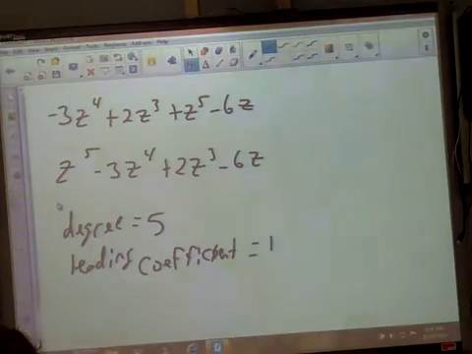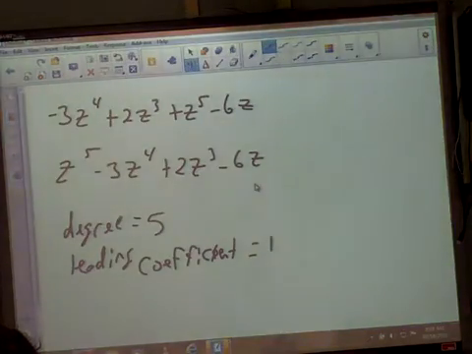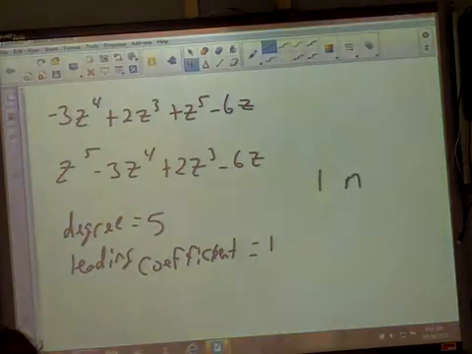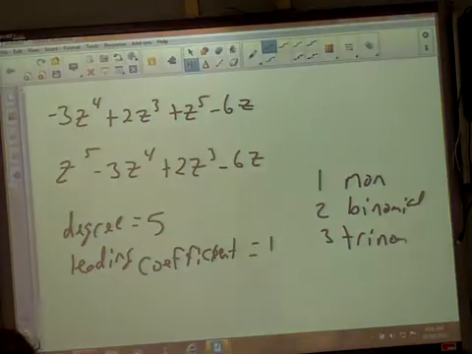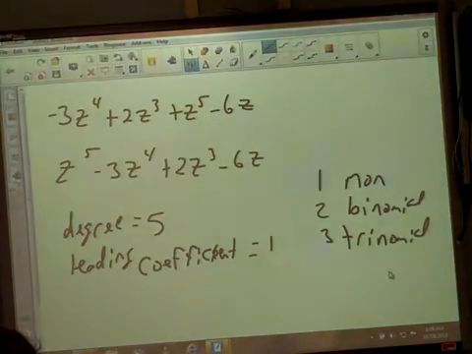Now some polynomials have special names. This one has 1, 2, 3, 4 terms, so it doesn't have a fancy name. I always say quadrinomial, but I just made that up. We know if anything has 1 term, it's a monomial. 2 terms, it's a binomial, bless you. 3 terms, it's a trinomial. And anything after that, we just call it a polynomial. It doesn't have special names anymore. Okay? Degree, names, we did all that.